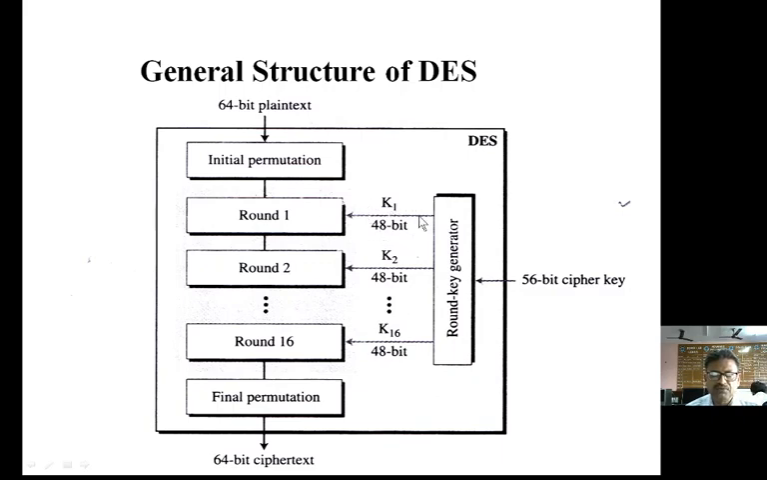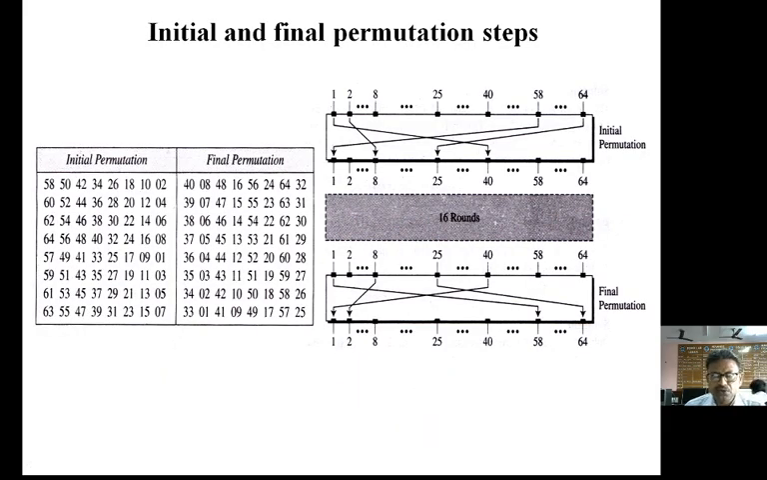So in round number 1 we use K1, a 48-bit key generated from the 56-bit key. In round number 2 we use a different key, K2, which is also 48-bit and again generated from the 56-bit key, and so on. After the round operations 1, 2, 3 up to 16, whatever text we get, we apply the final permutation, and the text we get after that is the 64-bit ciphertext. This is how the initial permutation and the final permutation steps work.